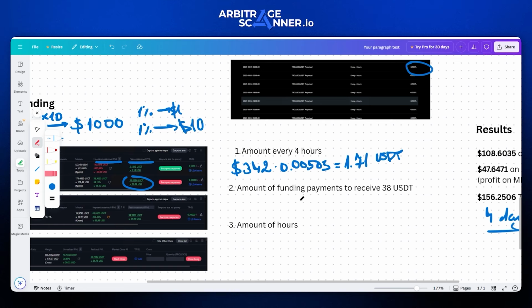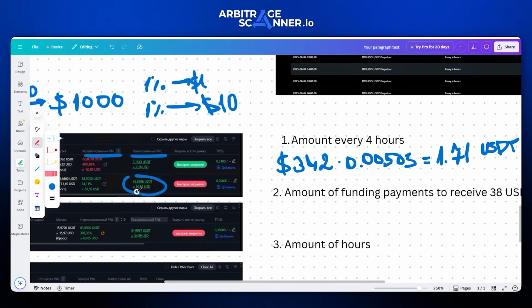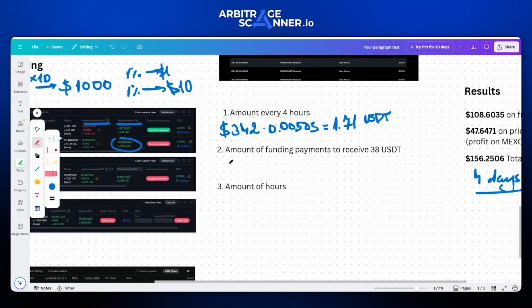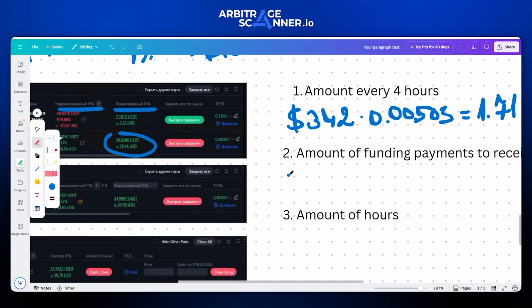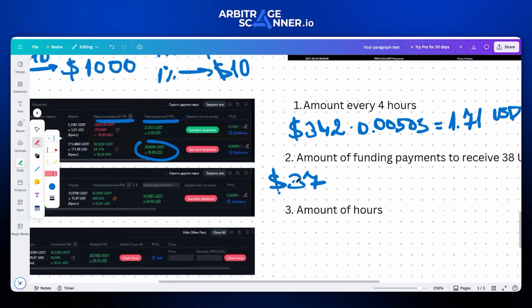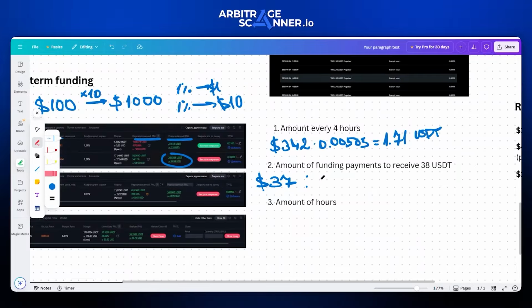Now we need to find out how many funding payments he got in order to receive $38. Here everything is simple as well. We just divide the total amount of realized PNL by 1.71, and here we're getting something around 22 payments.